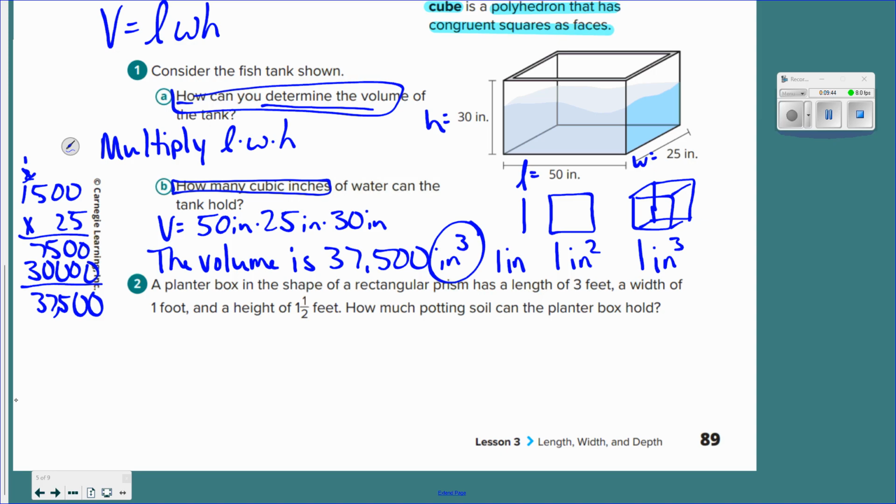Okay, our next one, a planter box, the shape of a rectangular prism, has a length of 3 feet, a width of 1 foot, and a height of 1 and 1/2 feet. How much potting soil can it hold? We go straight back to our formula. Length times width times height.